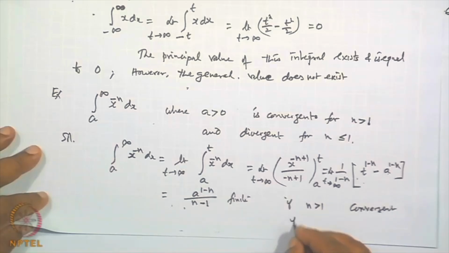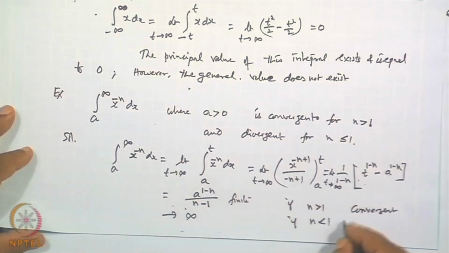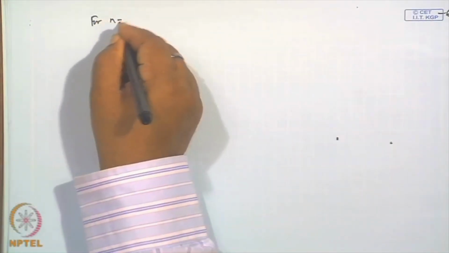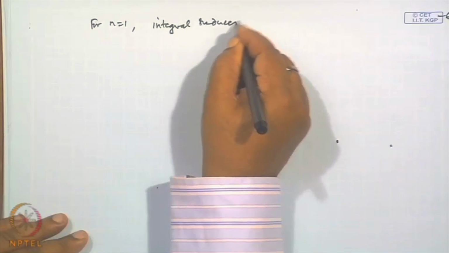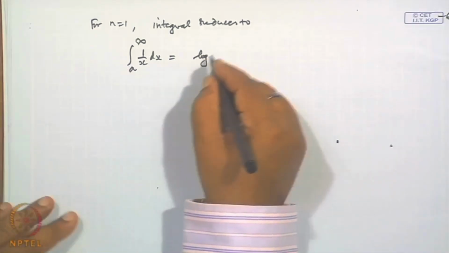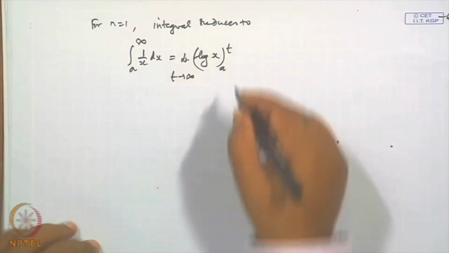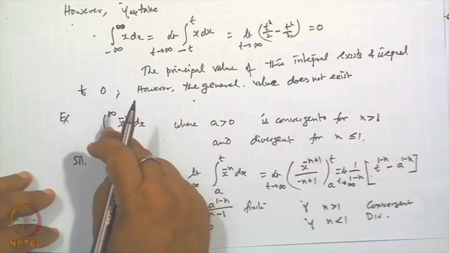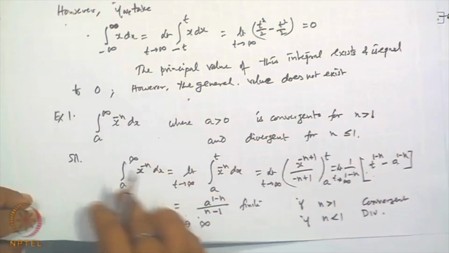Now, on the other hand, if I take n to be strictly less than 1, then 1 minus n is positive, so the value will go to infinity, therefore it diverges. And what about n equal to 1? When n is equal to 1, the integral reduces to the integral from a to infinity of 1 by x dx, and that is nothing but log x, from a to t with t tends to infinity. So this will diverge. So the result follows that the integral of 1 upon x to the power n is convergent when n is greater than 1 and diverges when n is less than or equal to 1. So this can be treated as a standard result.